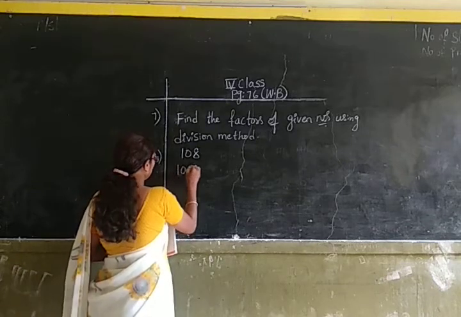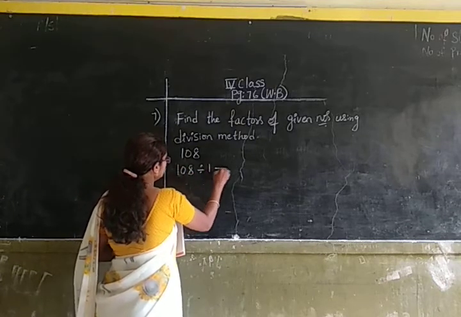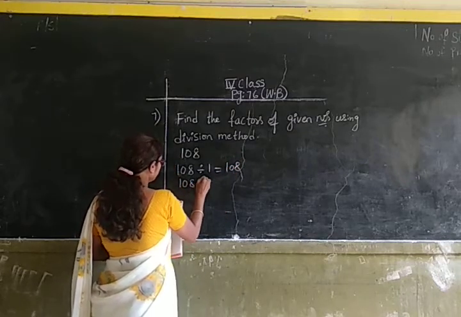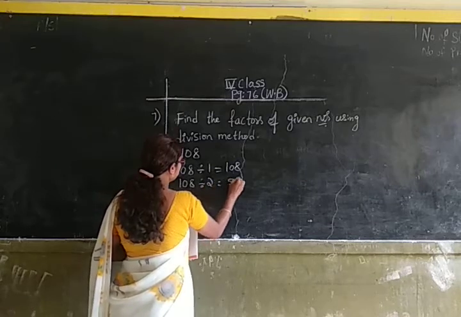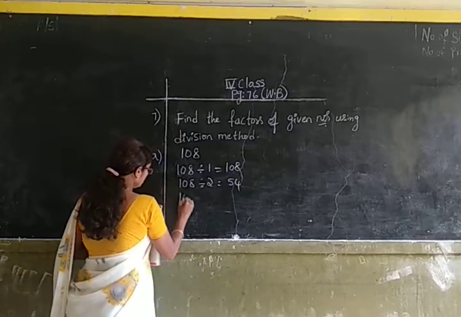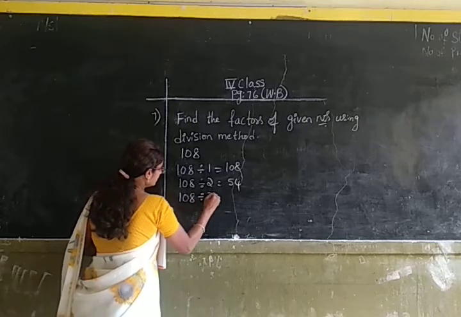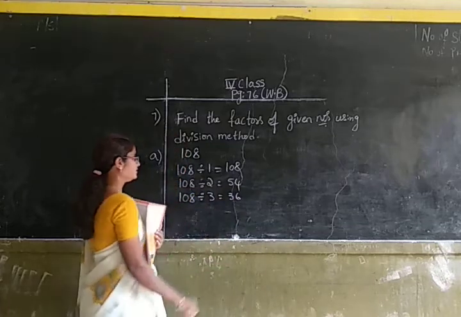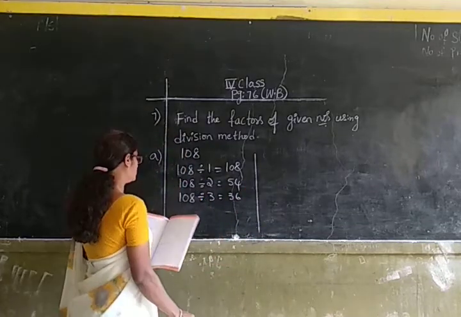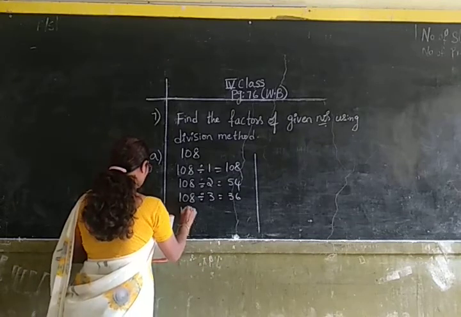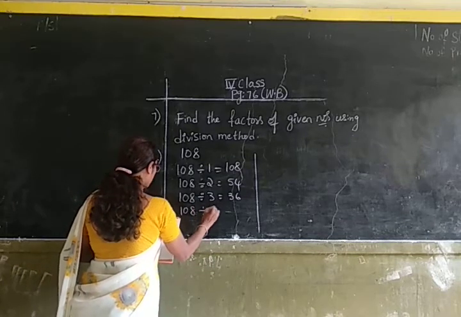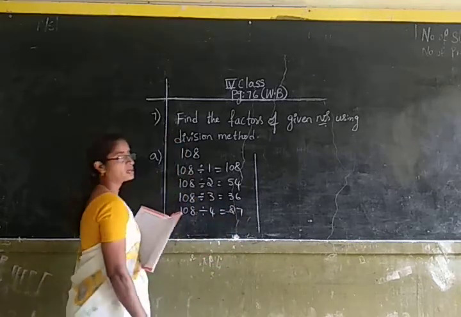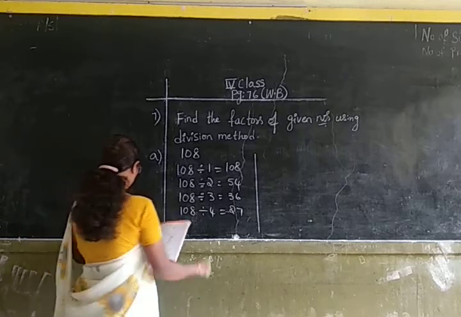Okay children. 108 divided by 1 is equals to 108. 108 divided by 2 is equals to 54. Similarly, 108 divided by 3 is equals to 36. And 108 divided by 4 is equals to 27.